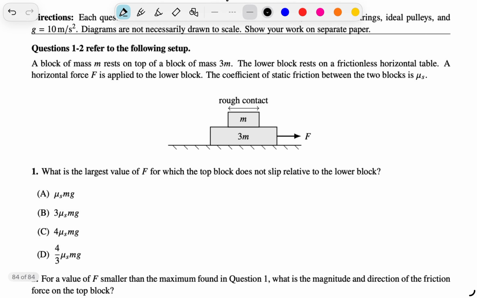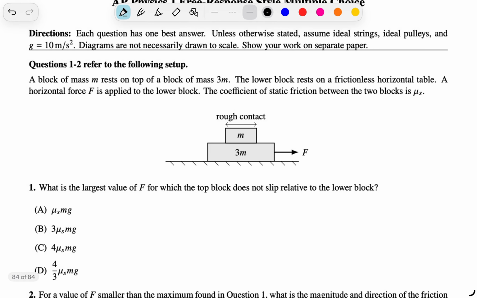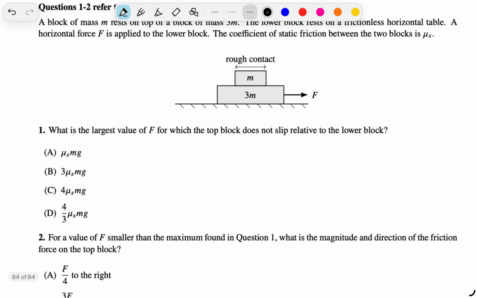or try them yourself. So we have a block of mass m that rests on top of a mass of 3m, and the lower block rests on a frictionless horizontal surface. A horizontal force F is applied to the lower block. The coefficient of static friction between the two blocks is mu s. We want to find the force for which the top block does not slip relative to the lower block.